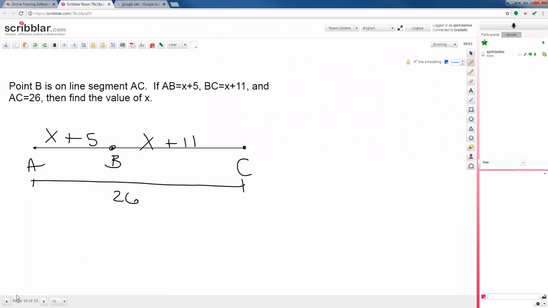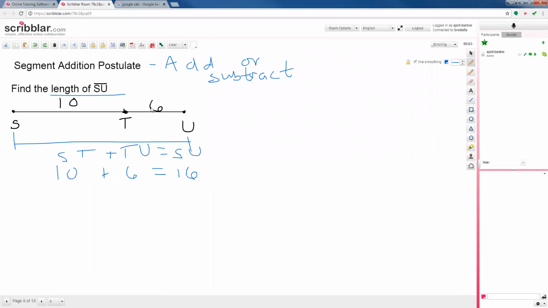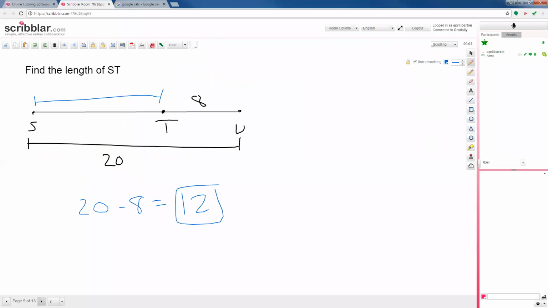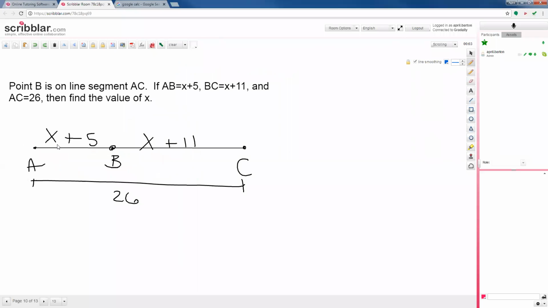So when we did the first problem, we said the 10 plus the 6 equals the entire amount. Each piece added together equaled the whole thing. That is the same here. x plus 5 is one piece, plus the x plus 11 is the second piece. That equals the entire amount, the 26.